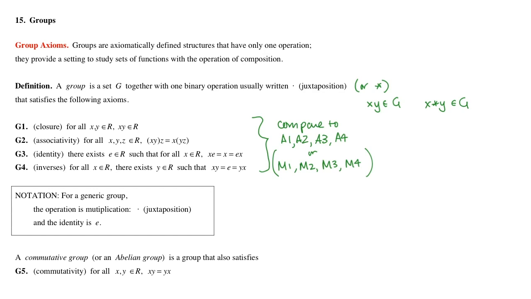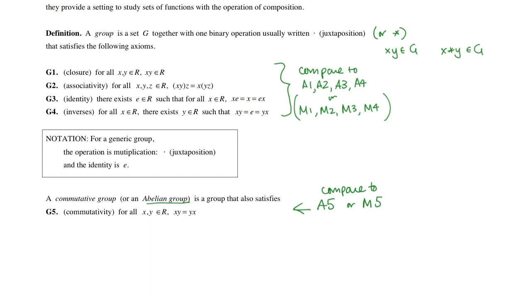Either way, what we want to notice is that this operation, juxtaposition, or the star, should satisfy four axioms. The axioms are G1, closure, G2, associativity, G3, identity, and G4, inverses. And you should remember that when we talked about rings and fields, we had these things for addition, and we called them A1 through A4, or multiplication, and we called them M1 through M4. The difference here is we don't know whether we're talking about addition or multiplication or some other crazy operation that we just defined, like function composition. So we don't want to name them A or M, we're just going to call them G1 through G4.